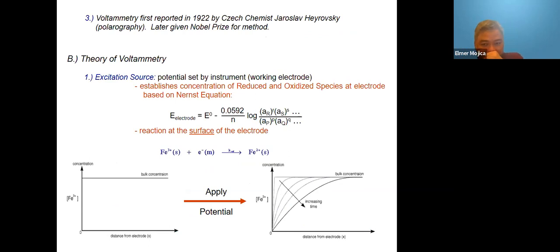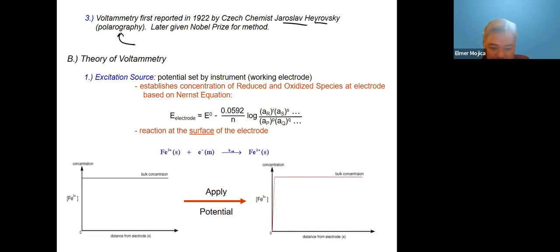Now, believe it or not, this is a Nobel Prize winner method. A Czech chemist, Jaroslav Heyrovsky, first reported voltammetry, but at that time it was known as polarography. And I think he won the Nobel Prize sometime during the 1950s. Okay, so if you're going to look at the theory of voltammetry, babalik ulit tayo doon sa naano natin.